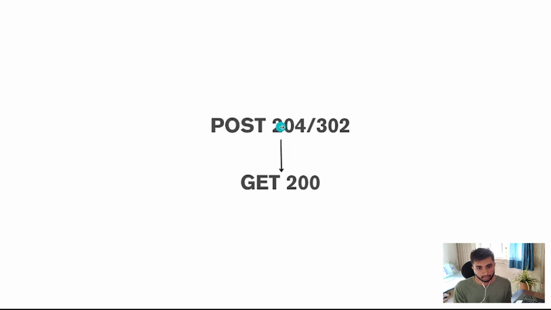We sent the request, and what we got is a 204 or a 302 response from the server, and that will trigger a GET call, because these both are for reloading the page or redirecting to a new page. So automatically we'll be firing a GET call, and we'll be getting all the data.